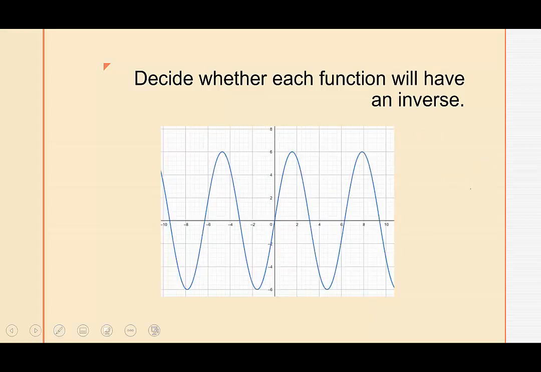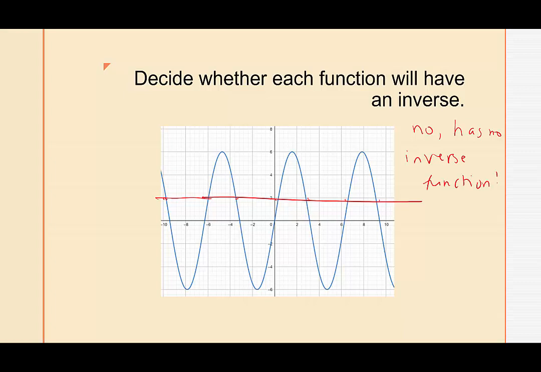And our last example, we want to see if this one will. This is an emphatic no. There is nowhere on this graph that passes the horizontal line test by hitting a horizontal line once. If I draw a horizontal line here, it hits in 1, 2, 3, 4, 5, 6, 7, just even on the portion of the graph that we see. So definitely not an inverse function. No. Has no inverse function. And those are some examples of determining whether functions have inverse functions or not.